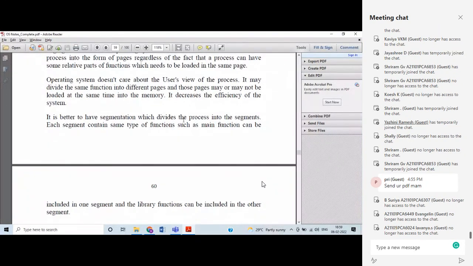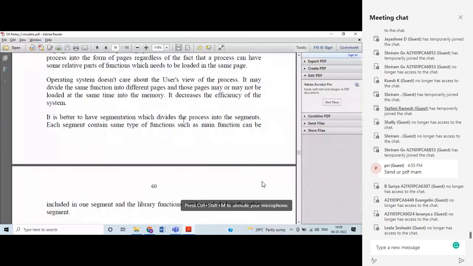Is there any doubts till now? No, ma'am. Okay, fine. So we will meet next Saturday by 3 p.m. Okay, ma'am. Thank you. Madam, I am from Kerala.